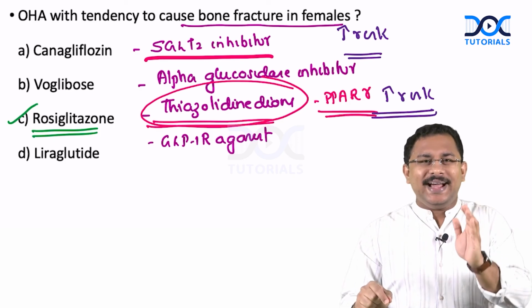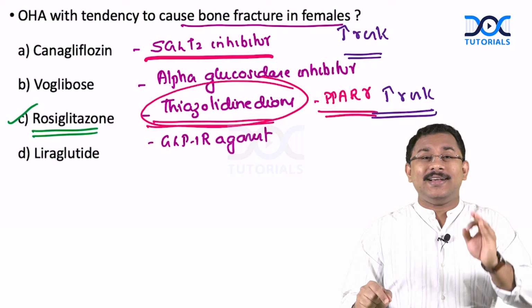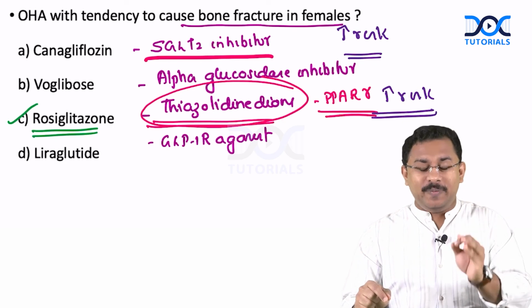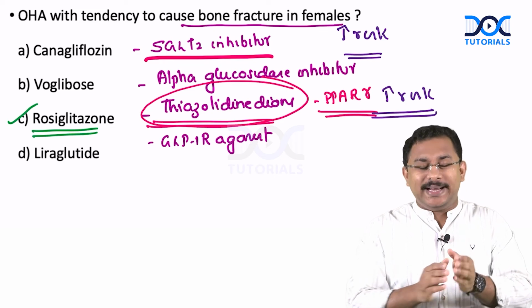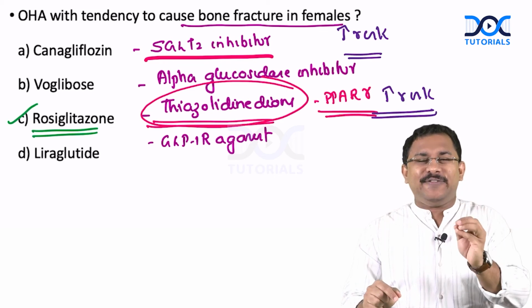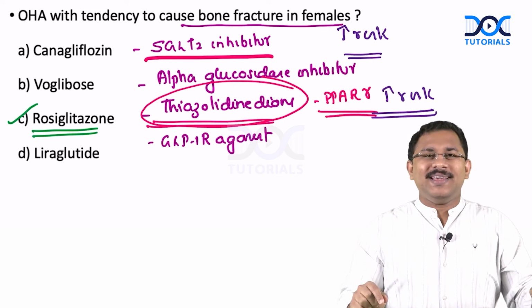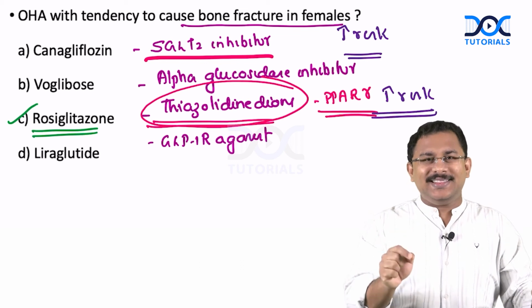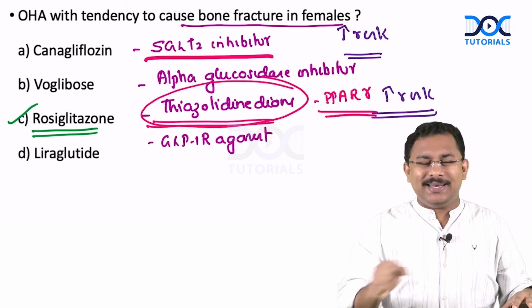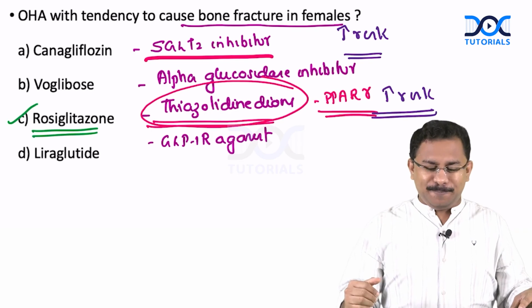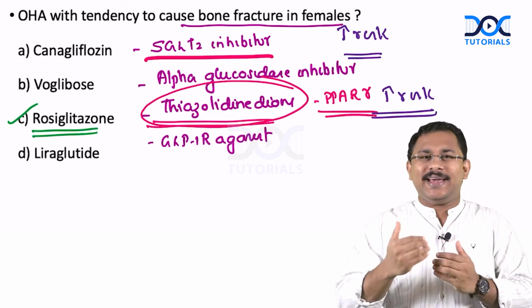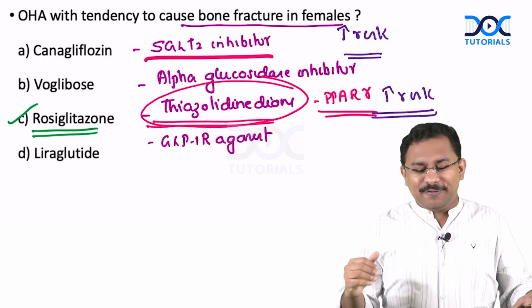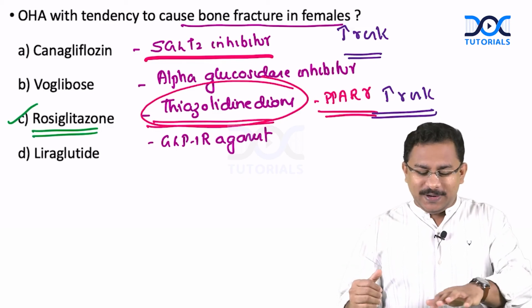Both the standard references have made a specific mention of females, and all my students who gave the exam also said in the question they specifically mentioned females. In that context, I think rosiglitazone is a better answer for this question. At the same time, let me also tell you, canagliflozin can also increase the risk of fracture. All right.